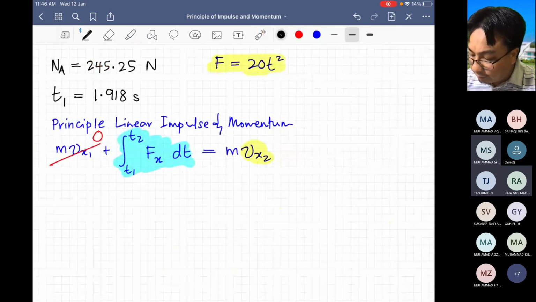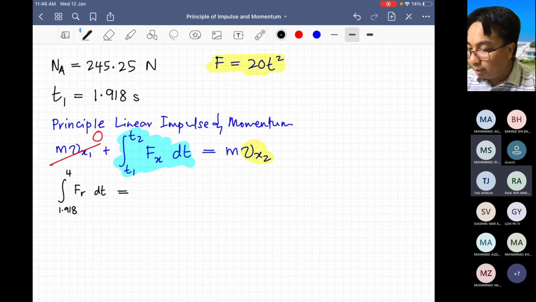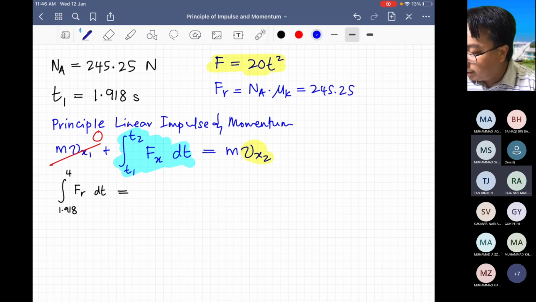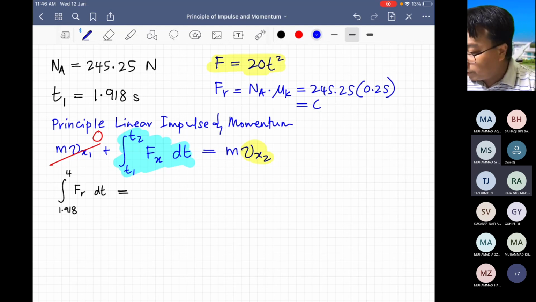Kita start dengan friction. So dia akan jadi integration of friction Fr daripada 1.918 ke 4 dt. Okay, so sama dengan apa? Friction is 245.25. Let us calculate friction first. Fr is Na times mu k, sama dengan 245.25 times 0.25. So we will get the value 61.31 Newton. This is our friction force.